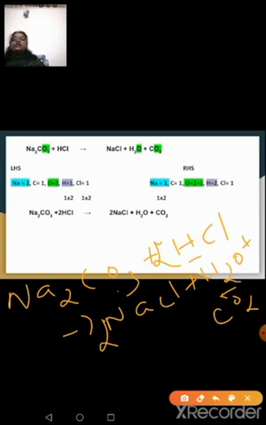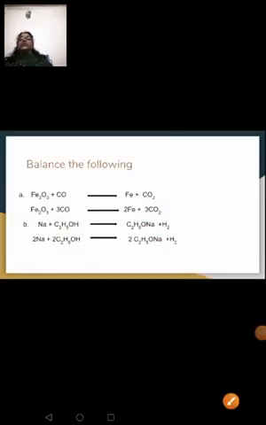Oxygen is 3 here. Here you have with water 1 oxygen, with carbon dioxide 2. So it becomes 3. So this is the balanced form of this. I have given 2 more equations here along with the answer.